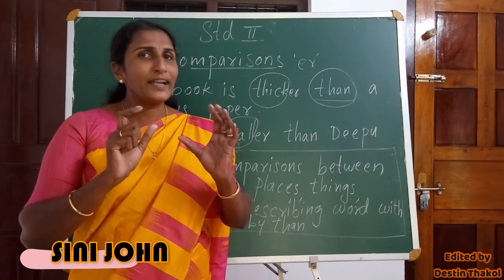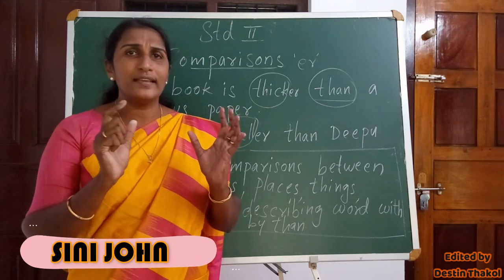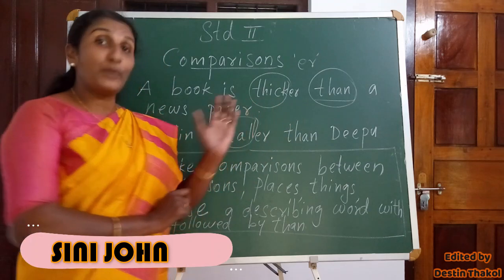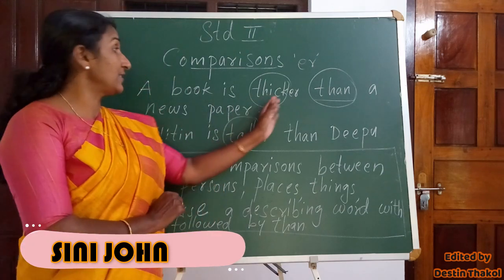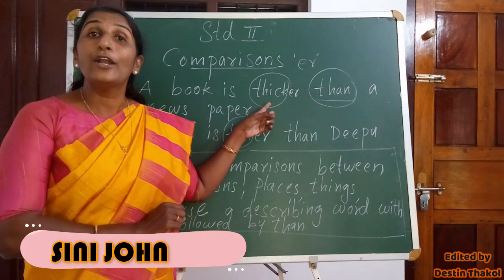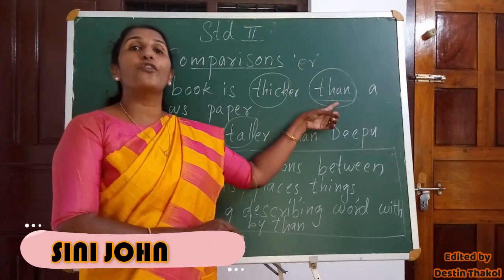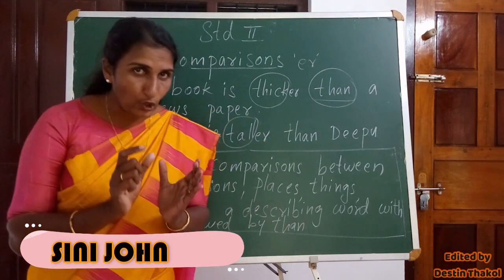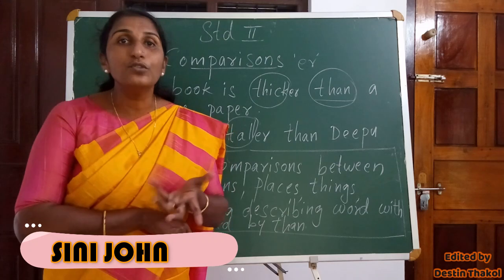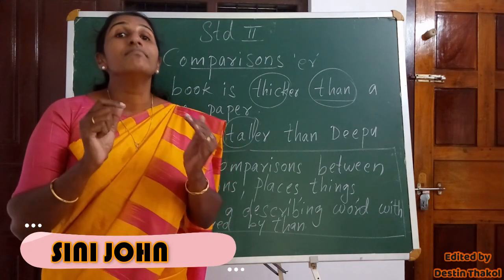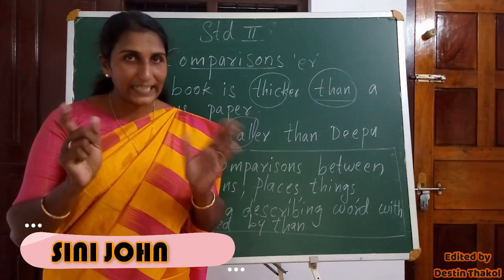So do you understand how we can compare two persons, two places, two things, whatever it is, animals, birds? We can compare two things or two nouns by using this describing word plus er to this describing word, then followed by than. Then we can compare two things, two persons, two places. Clear? I think it's clear for you.